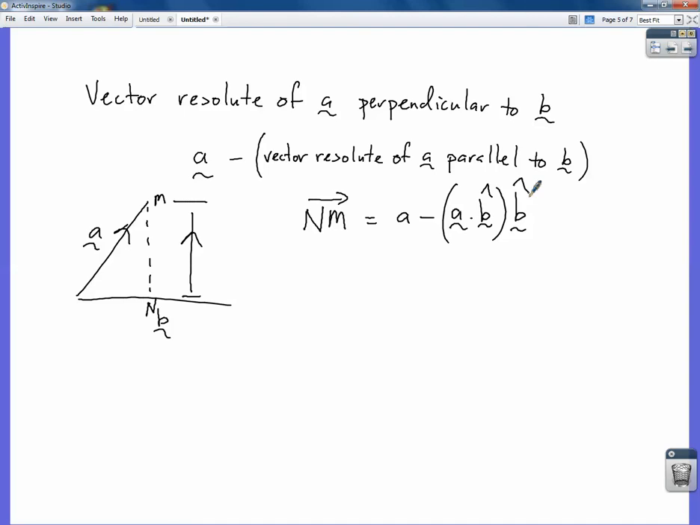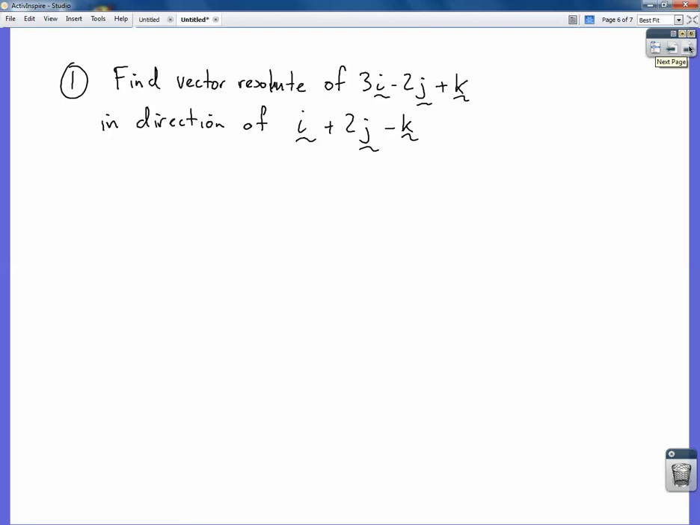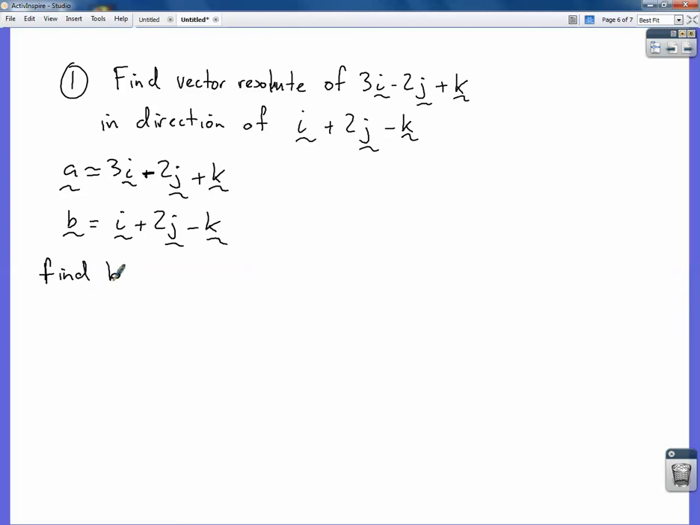Let's apply some of these formulas to a particular question. Find the vector resolute of 3i minus 2j plus k in the direction of i plus 2j minus k. So start off by giving these: A equals 3i minus 2j plus k, B equals i plus 2j minus k. What we need to do is find B hat.